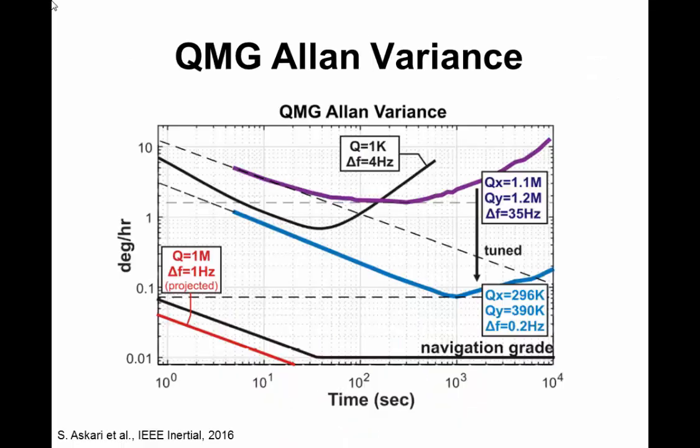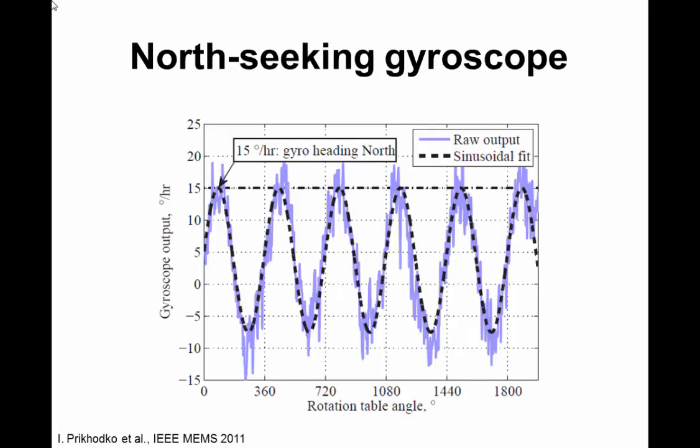So more recently, there's some work that's been reported at the IEEE Inertial Systems Conference just a few months ago, which is starting to take these gyros down to limits where the bias stabilities are on the order of less than 0.1 degree per hour at these large integration times. And projected models with Q factors that have been otherwise measured seem to indicate that navigation grade performance might be possible with these sorts of implementations.